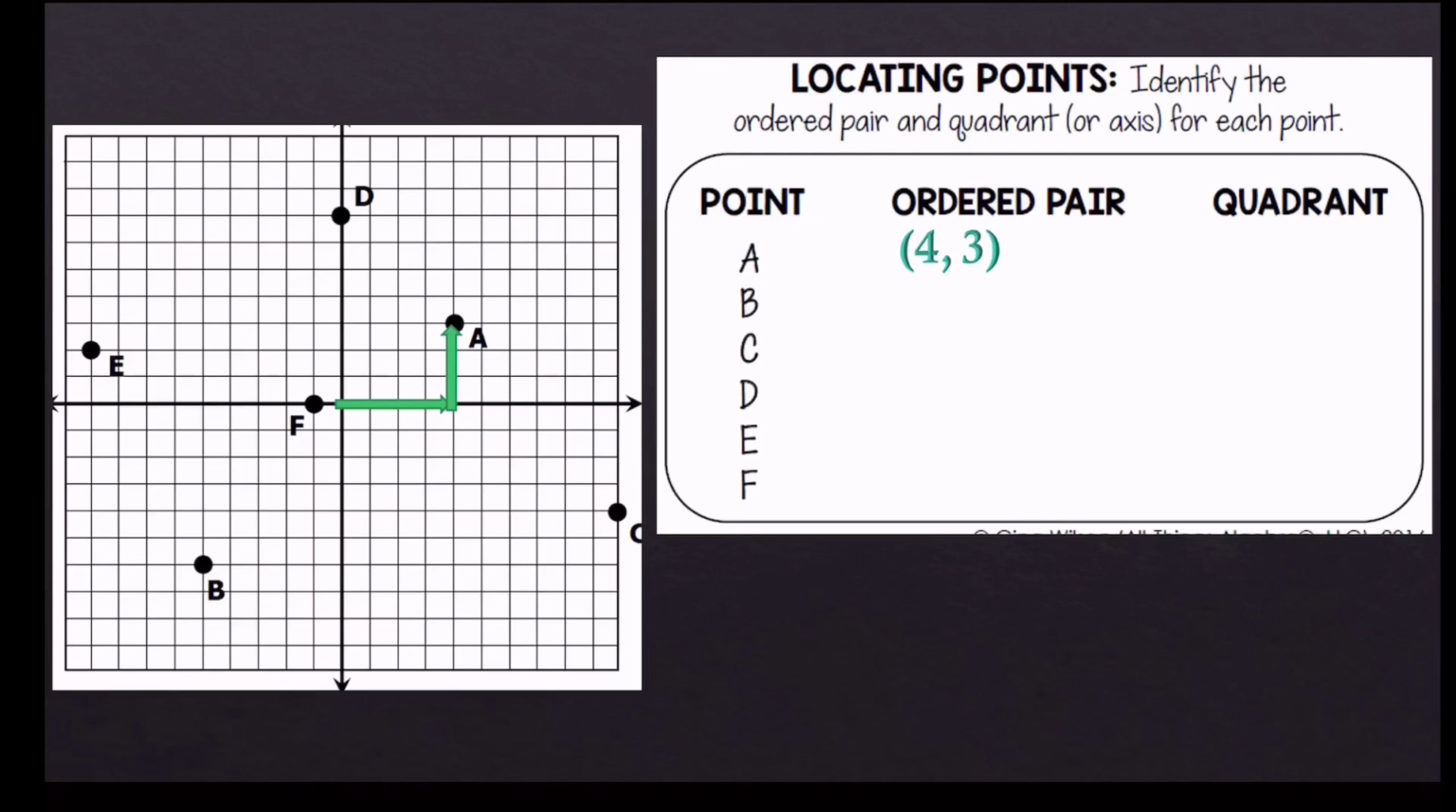It's right or left, up or down. If you go left, it's negative. If you go down, it's negative. Where does point A fall? That falls in quadrant 1.